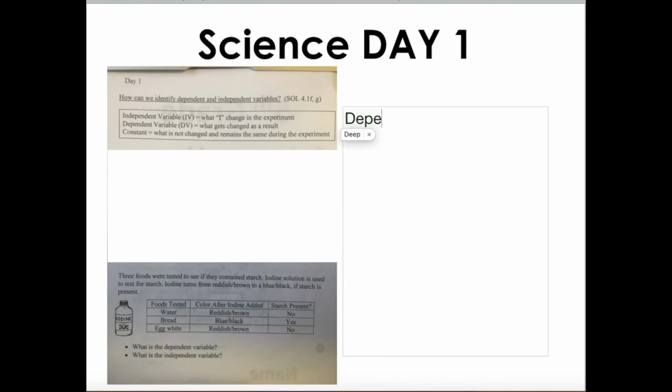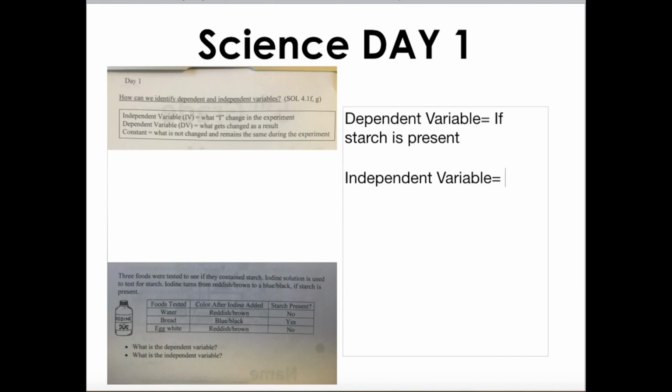So dependent variable. After the experiment, what are we measuring? If you said if starch was present, you are correct. What is the independent variable here? What are we changing in the experiment? If you said the type of food tested, you are correct.